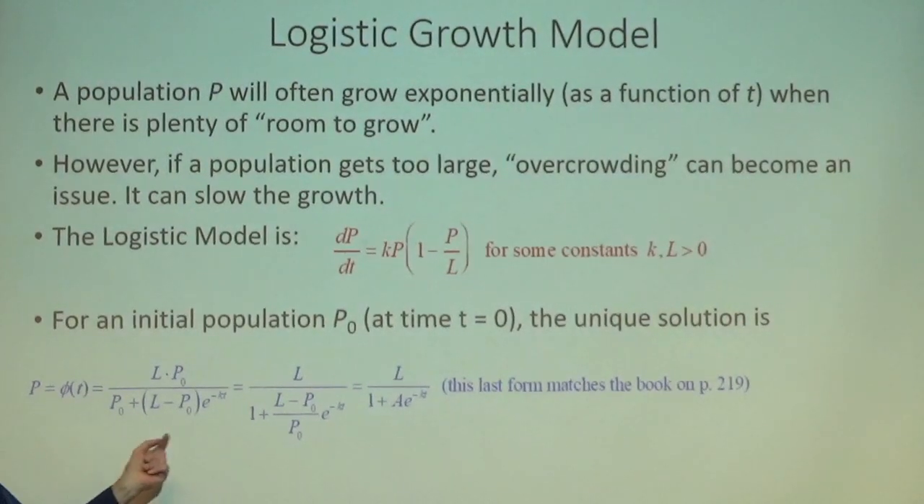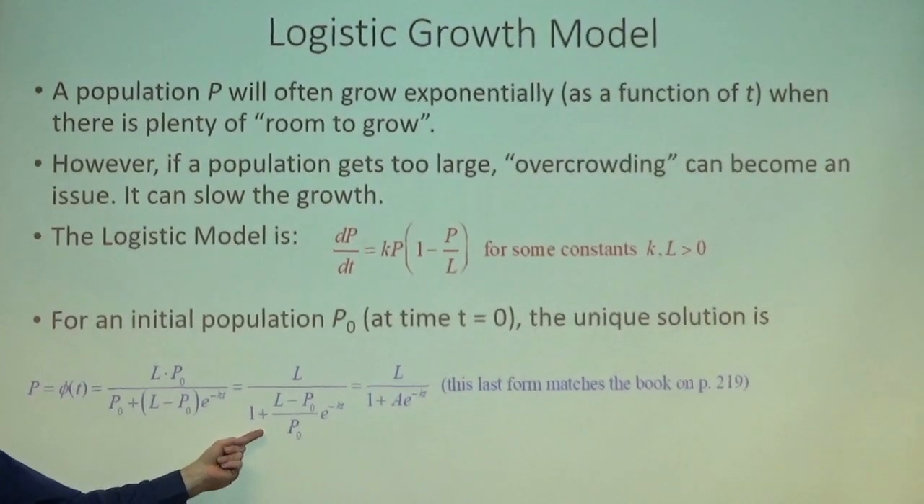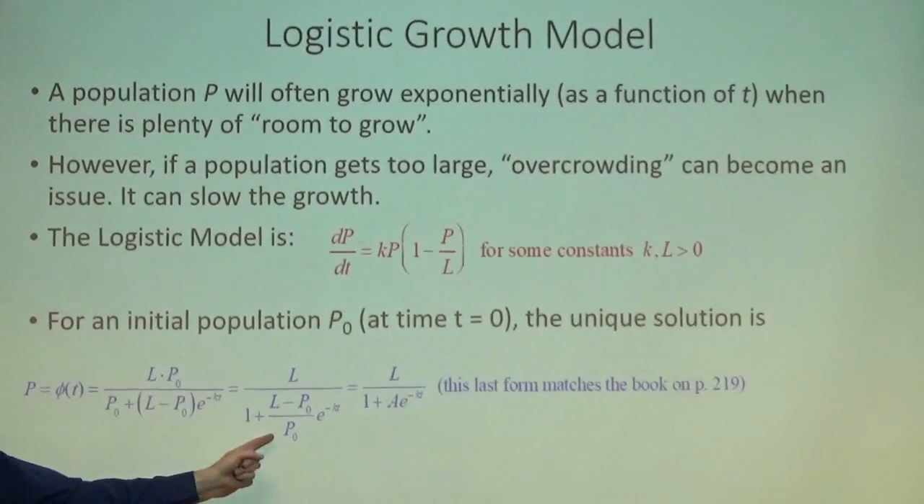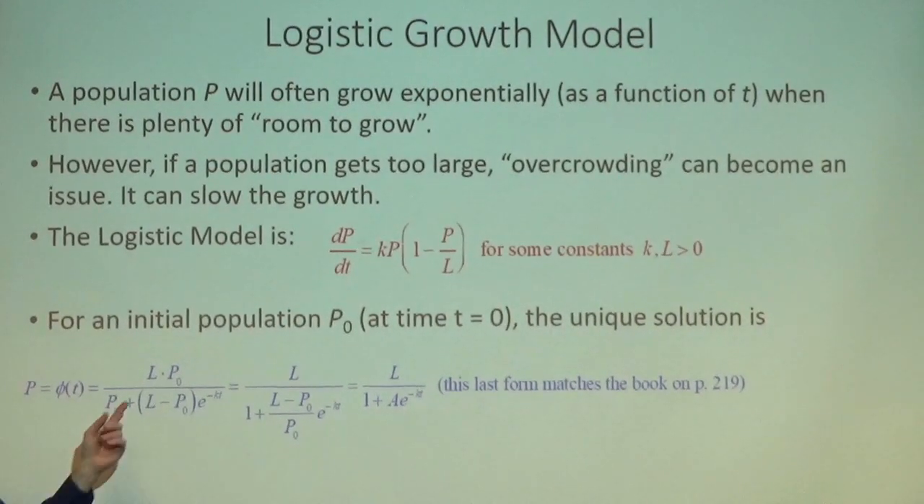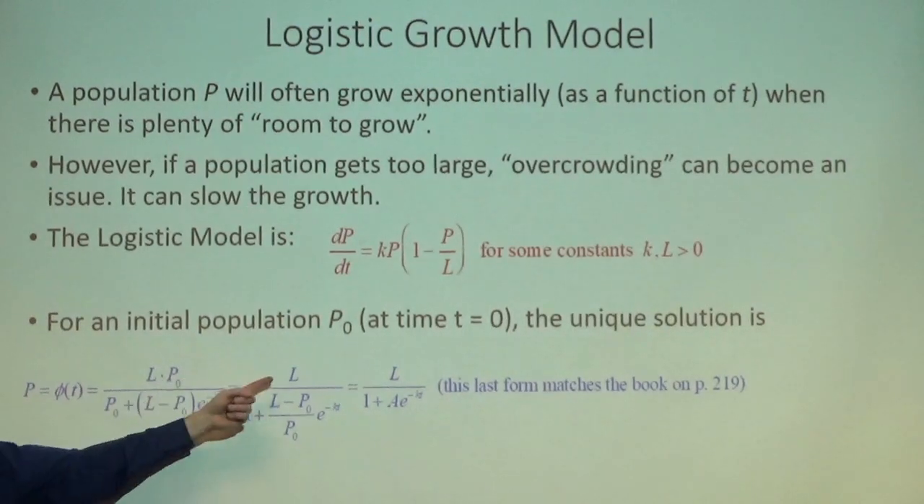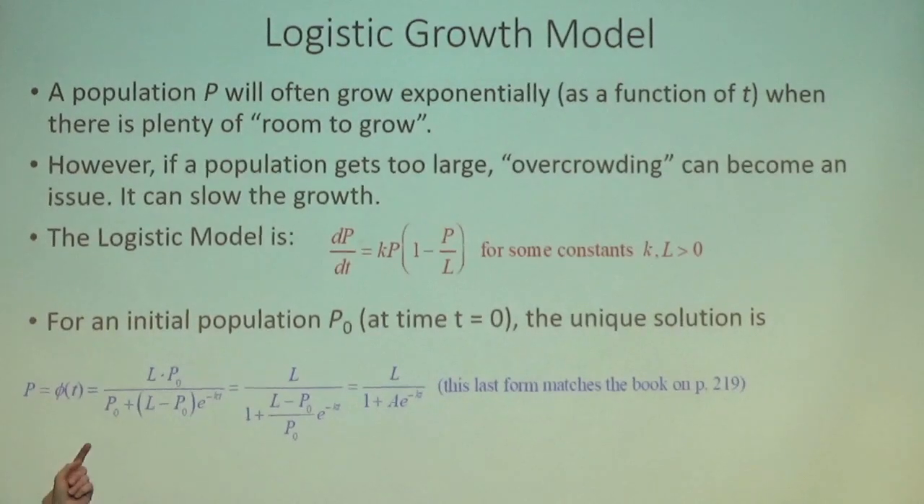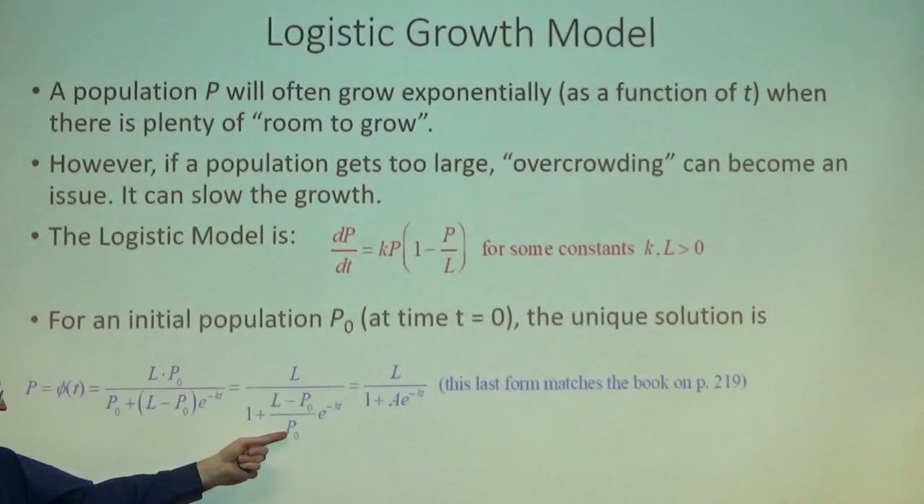It's also somewhat more traditional to write it this way, though you can't write it that way when P0 is 0. To get from here to here, just divide everything by P0. When you divide that by P0, it cancels to give you an L. When you divide this by P0, it cancels to give you a 1. And when you divide this by P0, well, you just get the P0 on the bottom.